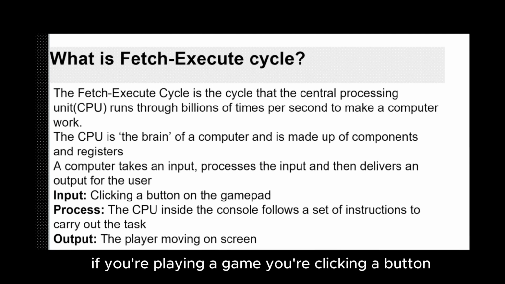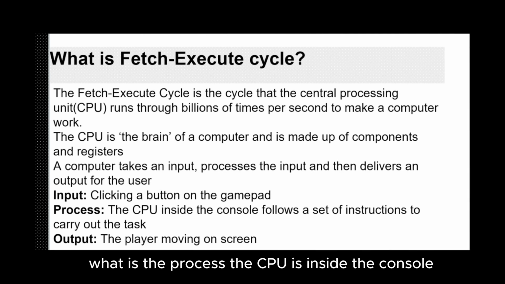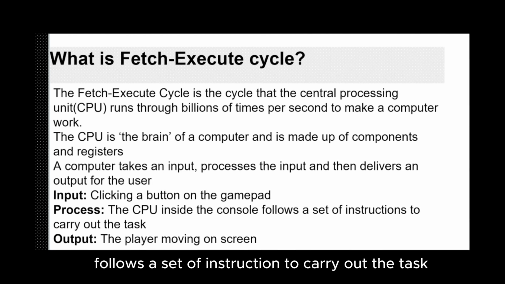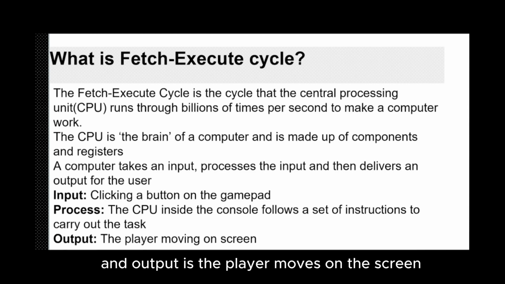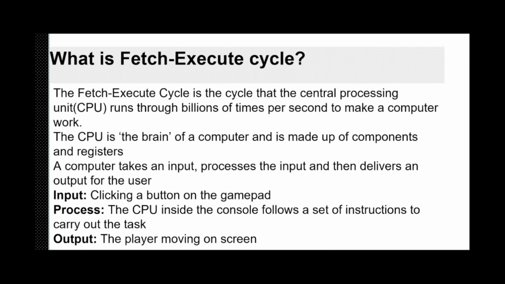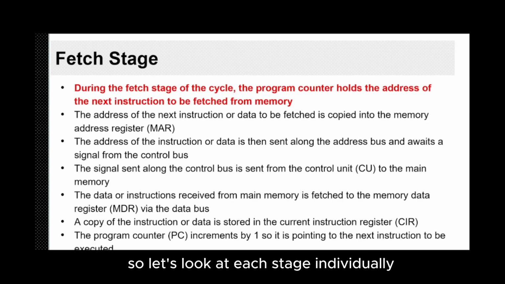Similarly, there's an example here. Input: if you're playing a game, you're clicking a button. What is the process? The CPU inside the console follows a set of instructions to carry out the task. And the output is the player moves on the screen. So let's look at each stage individually.